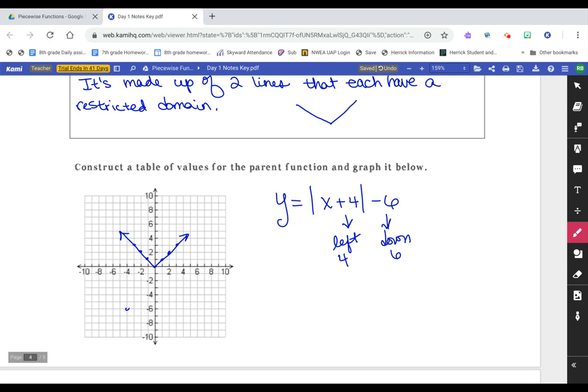The vertex would be at -4, -6, and then you can move every single dot, or in an absolute function, as long as it's not being stretched or shrunk vertically or horizontally, you just go up 1 over 1 in both directions. So the one below it would be this equation.